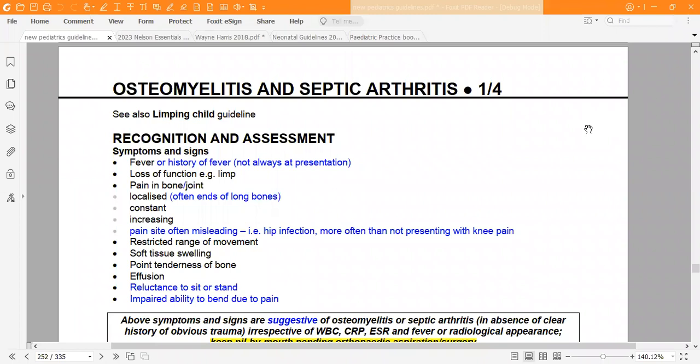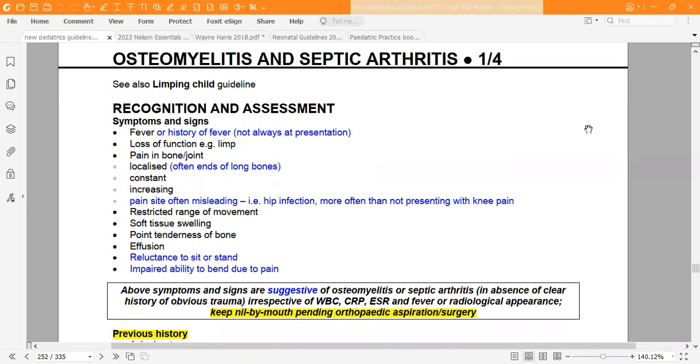Good morning. Today we are going to read the osteomyelitis and septic arthritis guidelines, which is very important and crucial in the clinical MRCPCH exam. Okay, Bismillah.